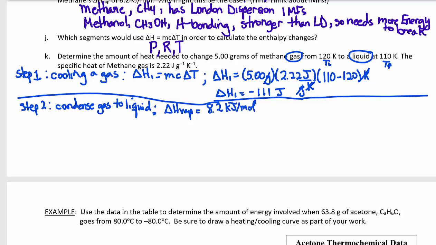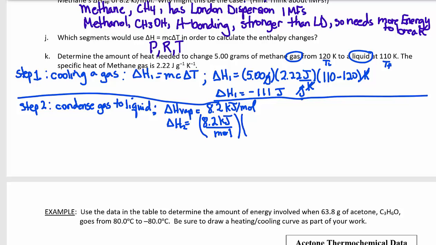And we need to calculate that out for 5 grams. Also, this is in kilojoules, and my delta H sub 1 for step 1 is in joules. So I'm going to go ahead right now and convert this to joules. And I'm also going to convert my moles to grams, to find out how much heat I was given. So the delta H for step 2 will be 8.2 kilojoules of heat for every 1 mole of methane.